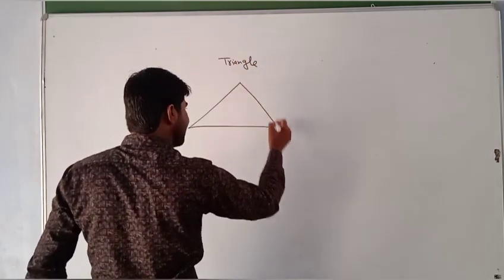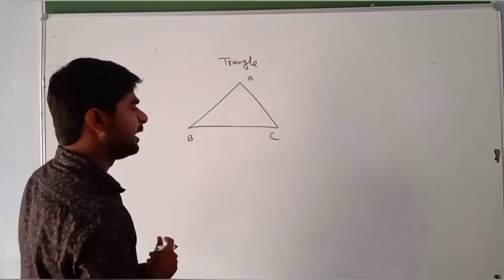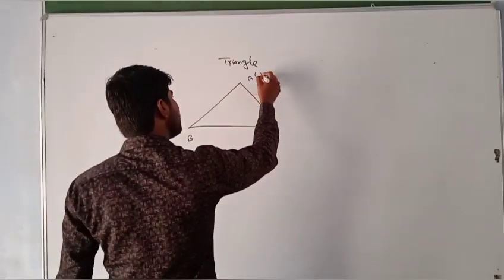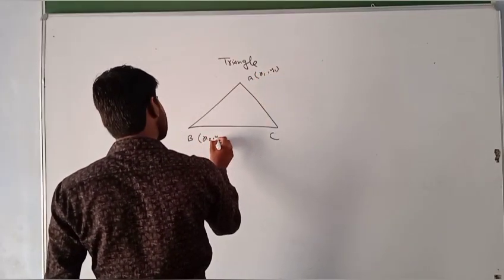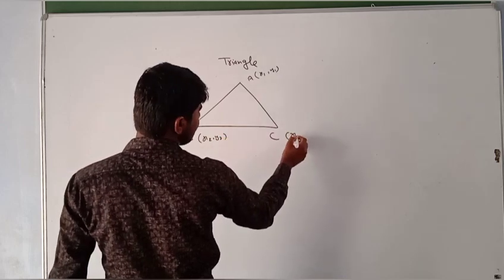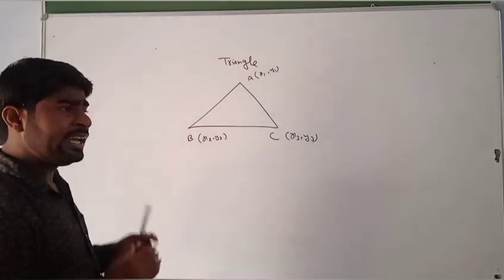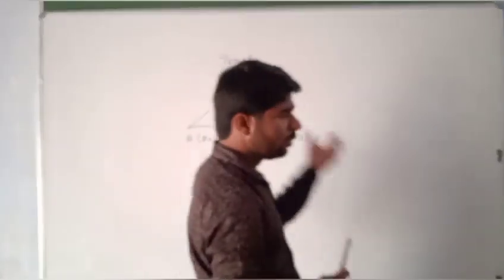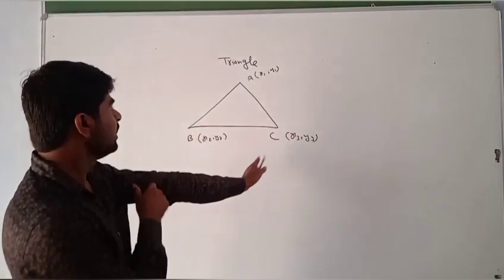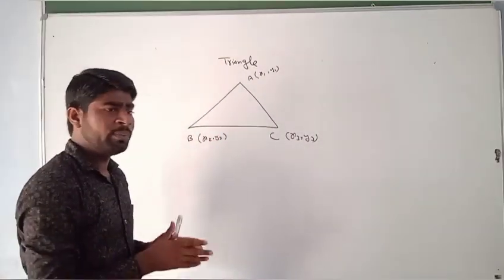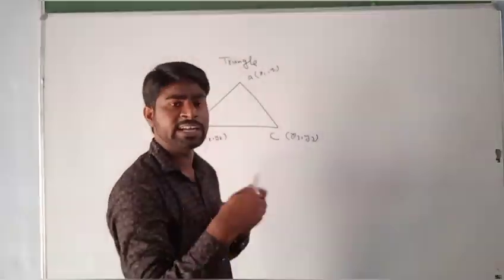We will draw a triangle with vertices A, B and C. Suppose A has the coordinate x1, y1, B has the coordinate x2, y2 and C has the coordinate x3, y3. Now in any question, if we know the vertices, we can find any side of the triangle. On the basis of this, many questions may arise on different types of triangles.